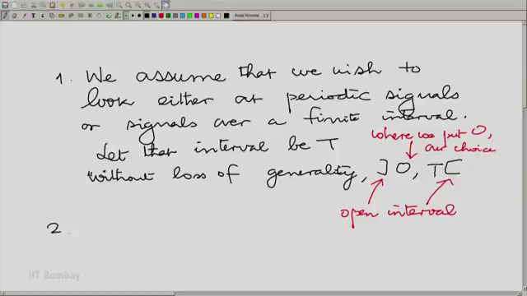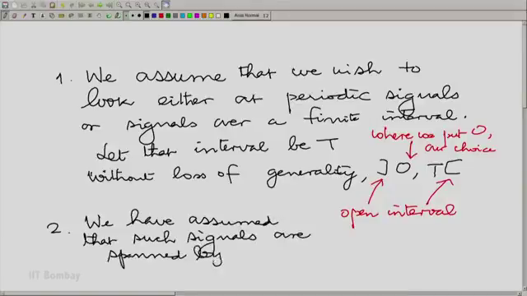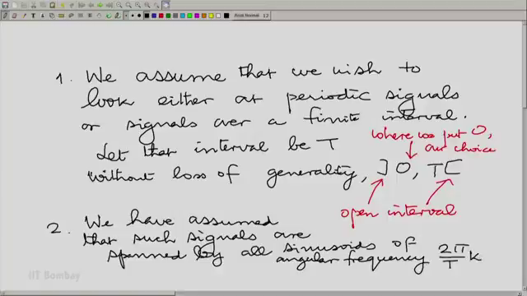Point number 2. We have assumed that such signals are spanned by all sinusoids of angular frequency 2π/T times k. Now, we could say k is an integer, or we could say k is only the set of positive integers. It does not make a difference, because when you take positive and negative integers, it really gives you the same sinusoid. So, we do not need to distinguish positive and negative integers here while we are talking about sinusoids. Now, I must make one point clear here.